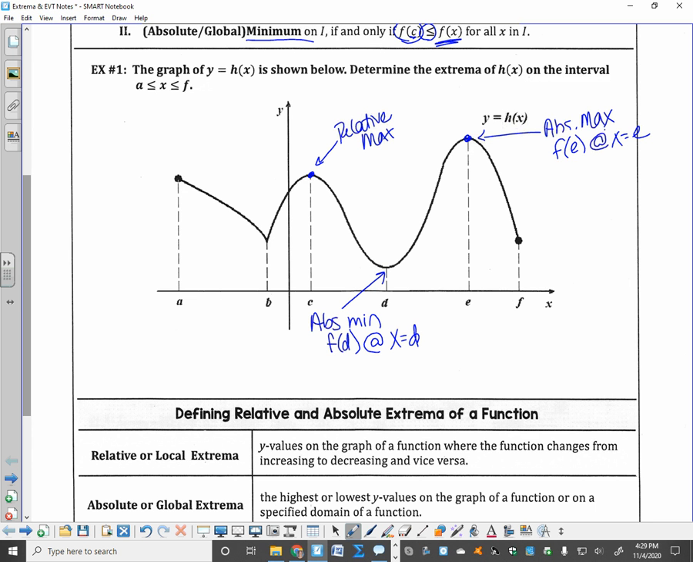So the relative max is f of c, because that is the y value, and it occurs at x equals c. And then this little guy, yes, it is a cusp, so it is not differentiable here, but it is still a relative min. It is f of b, and it happens at x equals b.